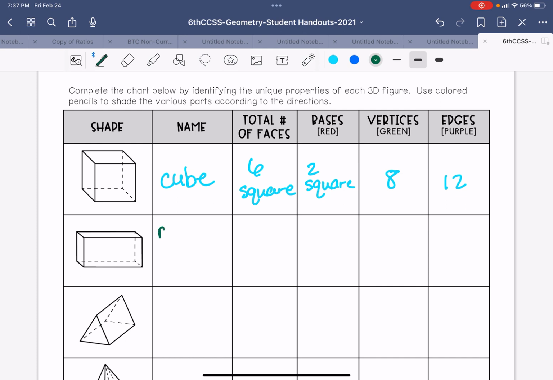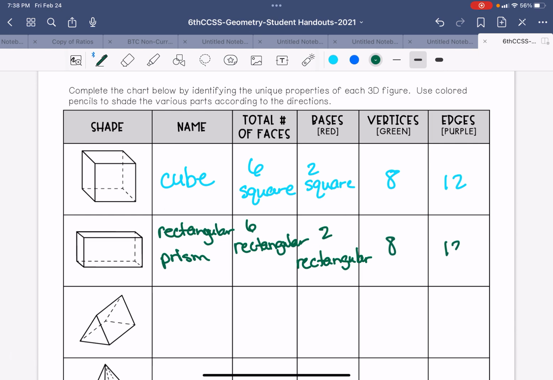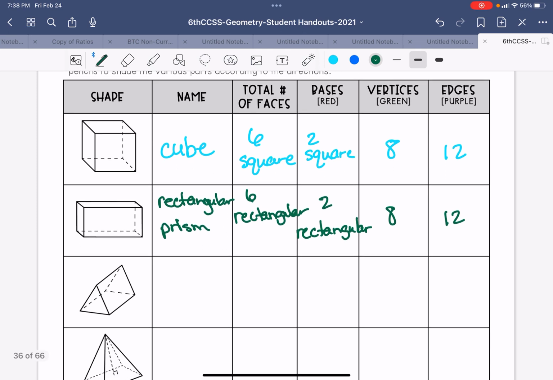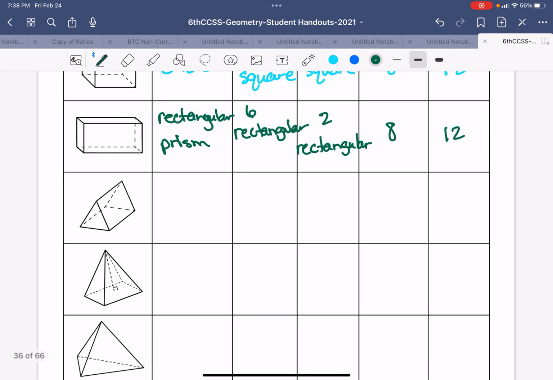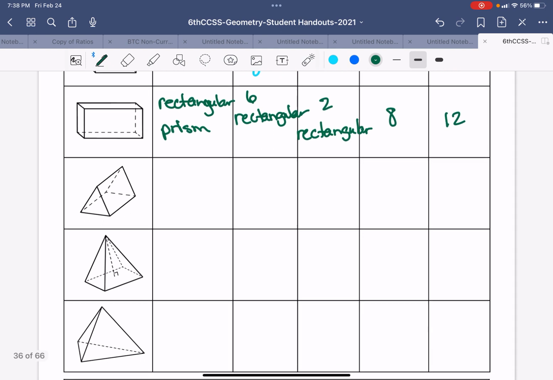This shape is a rectangular prism. It has 6 rectangular faces and 2 rectangular bases. It also has 8 vertices and it also has 12 edges. Pause the video again and see if you can figure out the third figure.